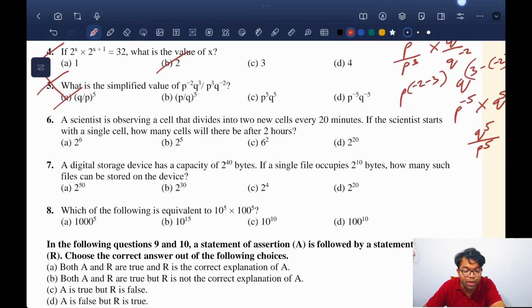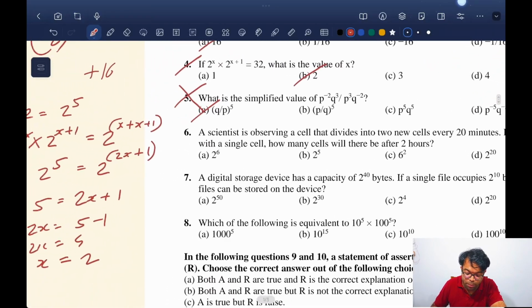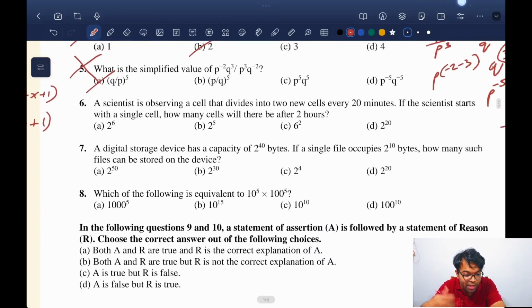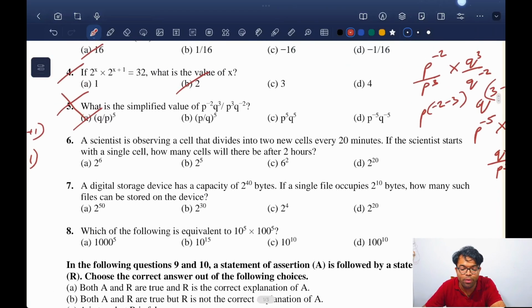A scientist is observing a cell that divides into 2 new cells every 20 minutes. हर 20 मिनट में एक नया सेल बन रहा है। If the scientist starts with a single cell, how many cells will there be after 2 hours? तो हमें पता है कि 2 to the power of number of cycles होता है हमारा फाइनल आंसर है ना, 2 to the power number of cycles is the final answer. तो इसको कैसे लिखेंगे हम लोग? How will we write this?